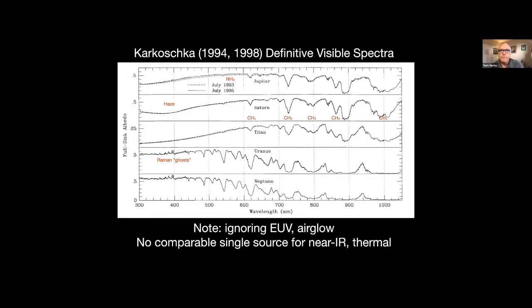Uranus and Neptune have these deep cold hydrogen atmospheres, and for them in particular, Raman scattering plays a role, where incident photons from the sun come in, and they're not purely scattered. Some of the photons deposit some energy into the hydrogen molecule, and that ends up shifting the wavelength of the scattered light a little bit. And the result of that is when you divide out the solar spectrum, if there's sharp features in the solar spectra, you get what are called Raman ghosts, which you can see there for Uranus and Neptune.